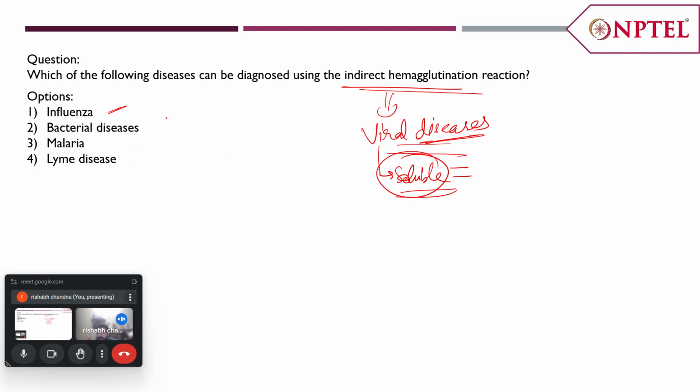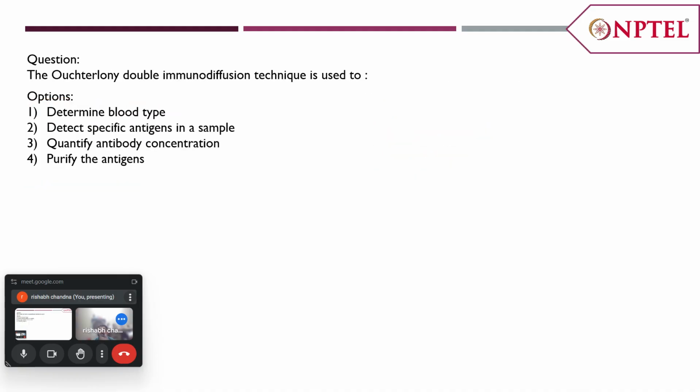Okay. So out of these, the only viral disease is influenza. So the correct answer is option number one. Malaria is caused by a protozoa. Okay, let's move on to the next question.